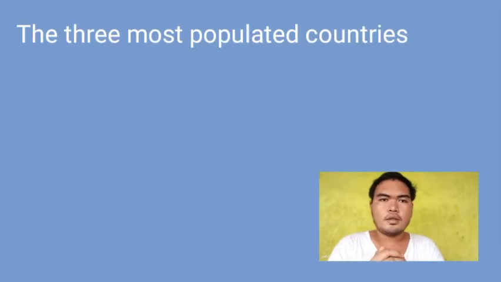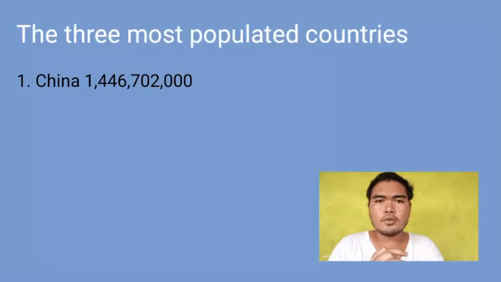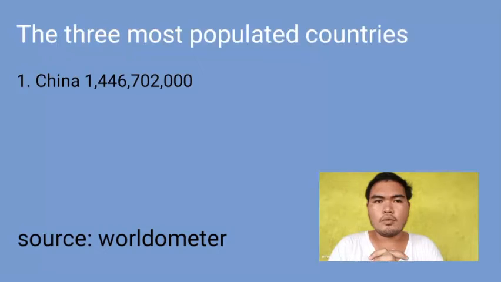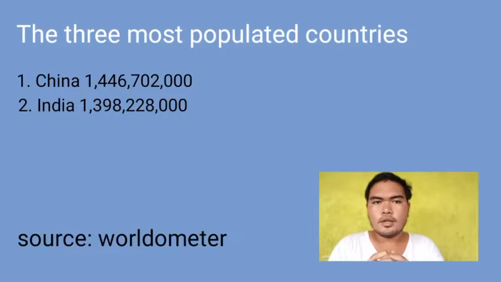Now, what are the top three biggest countries in terms of population? These are China with a population of 1,446,000,000. Second, India, with a population of 1,398,000,000, and it will overtake China at the number one place sometime in the future. And the third place, United States, with a population of 333 million. Not bad for the greatest country on earth.